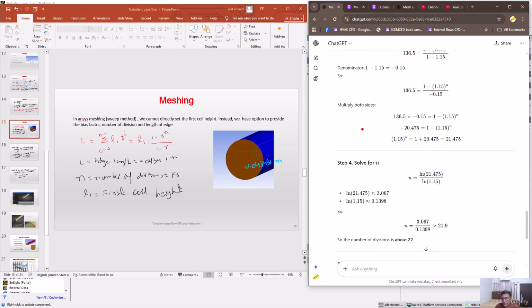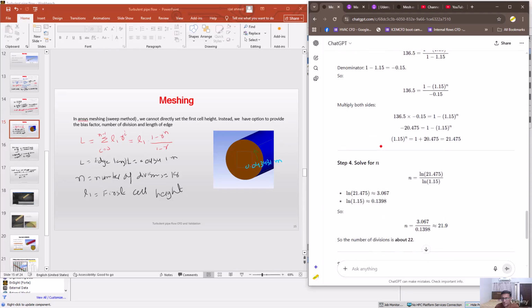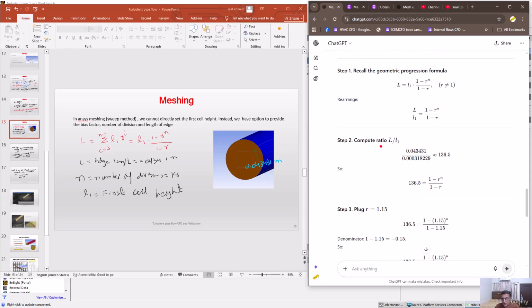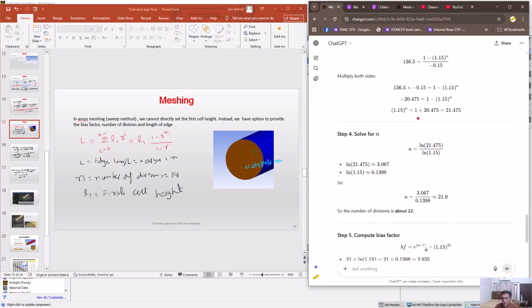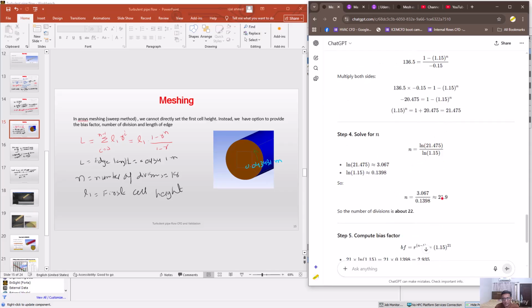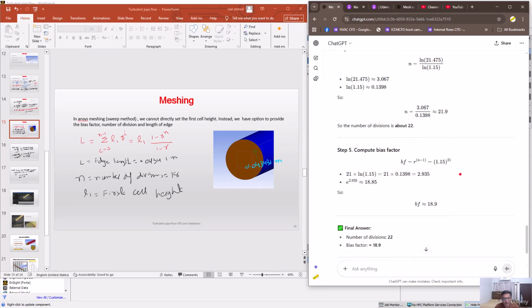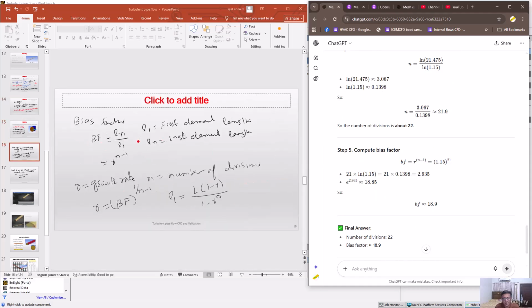So what they found is that if they put the value of R as 1.15, they are solving for n. So n becomes 21.9. It means that we should go not for 18 cells but 21.9 or 22 cells, and the biasing factor is given by this formula, R to the power n minus 1. So put the value of R 1.15 to the power 21 or 22, whatever your choice is.